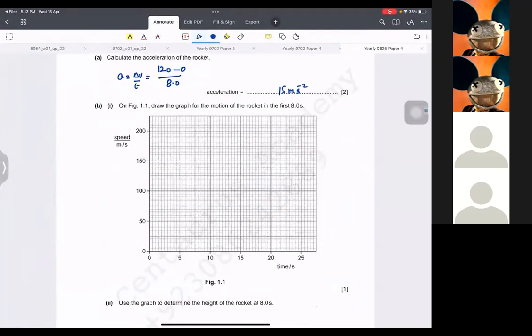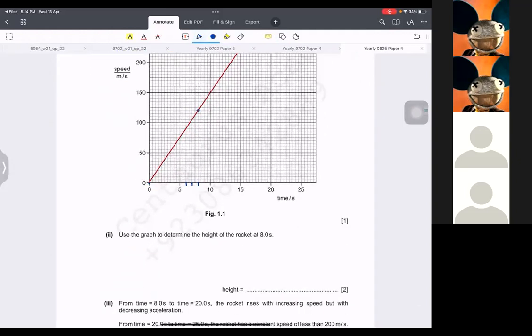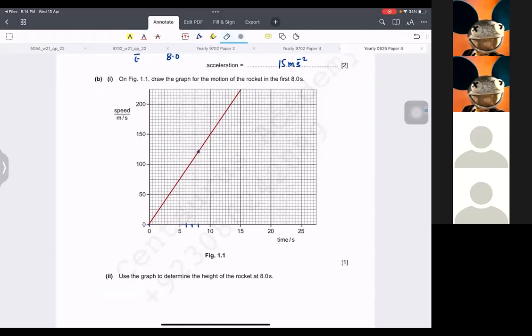Then it says draw a graph for the rocket. Okay. So we will start from 0. And in 8 seconds, 6, 7, 8. In 8 seconds, it had reached 120. 110, 120. Right. Okay, so I would take a line and do it like this. Now it says use the graph to determine the height of the rocket at 8 seconds.